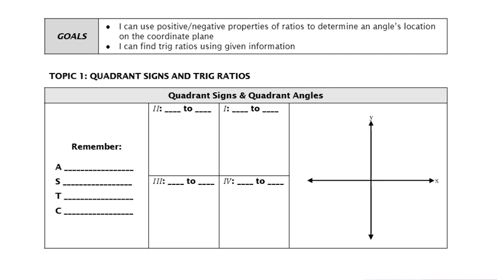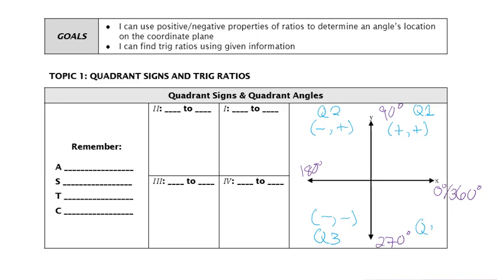So we talked a little bit about graphing angles on the coordinate plane. We know we have our 0 degrees, which can loop around to 360. We have 90 degrees, 180, and 270. When we think about the coordinate plane, we know our x values in quadrant 1 are positive and our y values are positive. So in quadrant 1, they're both positive. Quadrant 2, we know our x values are negative and our y values are positive. In quadrant 3, the x and y's are both negative. And in quadrant 4, they're positive for x and negative for y.